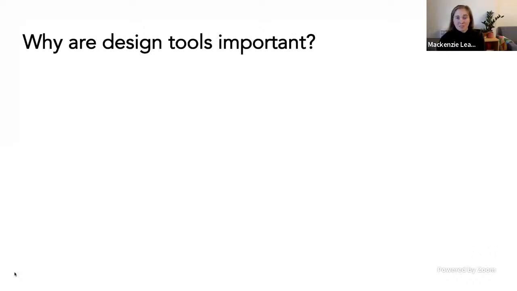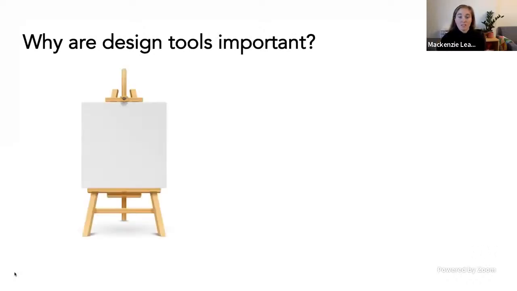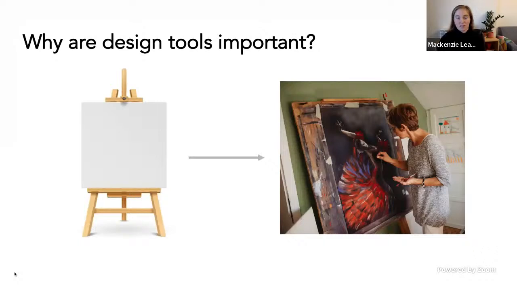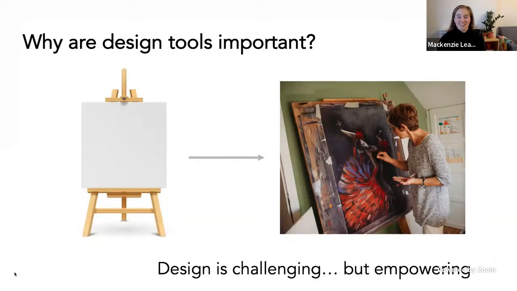But the space of possibilities can be overwhelming when starting from a blank canvas. And I think that design tools can go a long way in helping people start from this blank canvas and gain the confidence and skills to create. And as tool designers, we need to figure out which constraints to embed in the tool and how to direct people's attention to the most important creative decisions. And design is challenging, but making tools that make design easier empowers people to create new possibilities.